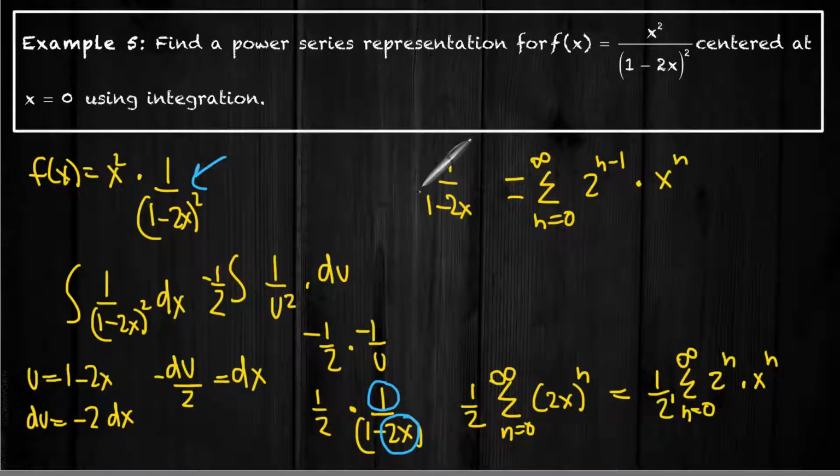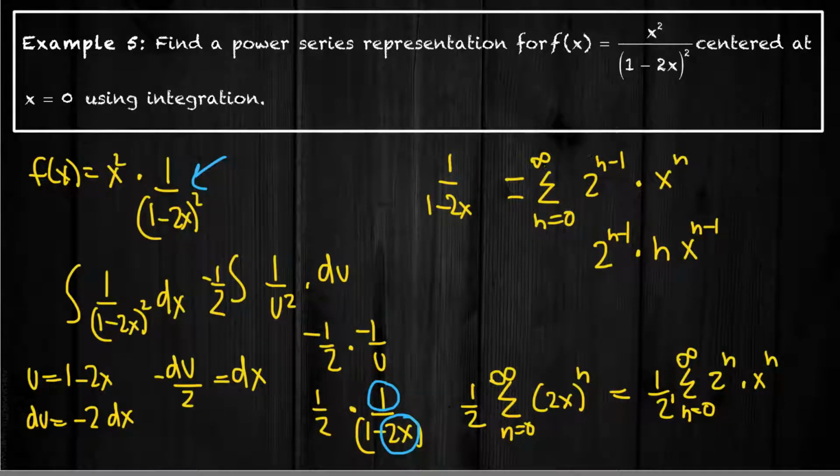And so what we need to do is we need to take the derivative of this to get back to our original function, because remember we integrated this and we need to take the derivative to get back. So if we take the derivative of the general term, well, 2 to the n minus 1 is just a constant because we're taking the derivative with respect to x, so we'll leave that there. And then we'll do the power rule, so that's going to be n times x to the n minus 1.